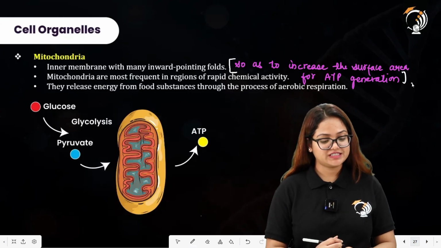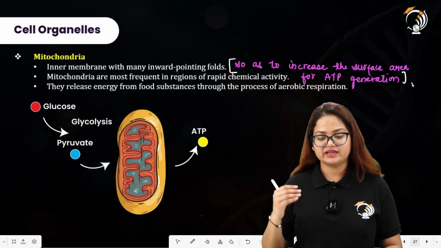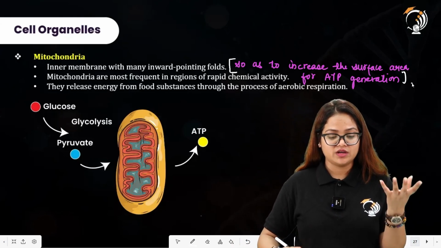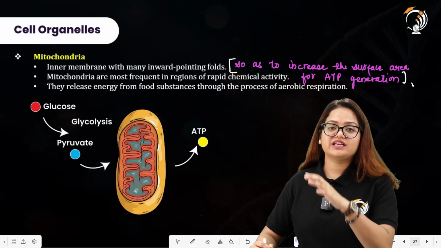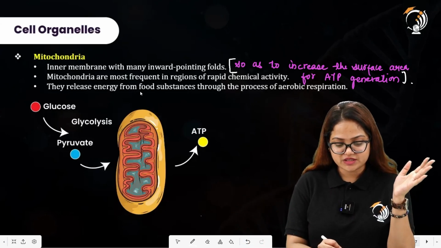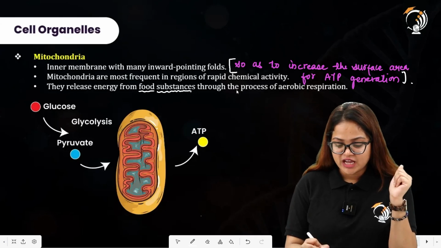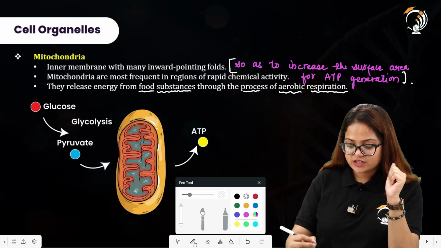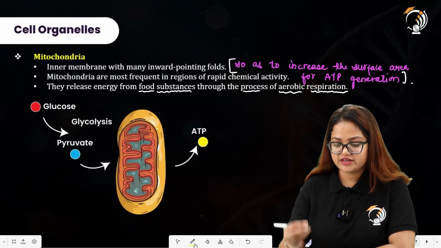Over here we have another statement that mitochondria are most frequent in regions of rapid chemical activity. So these will be present in those regions, and are present in abundant quantity where there is rapid chemical activity occurring inside the cells. All right, then we have they release energy from food substances through the process of aerobic respiration. I will make you understand what this statement means. We have already understood about respiration in the previous chapter as well, so let us recall that.